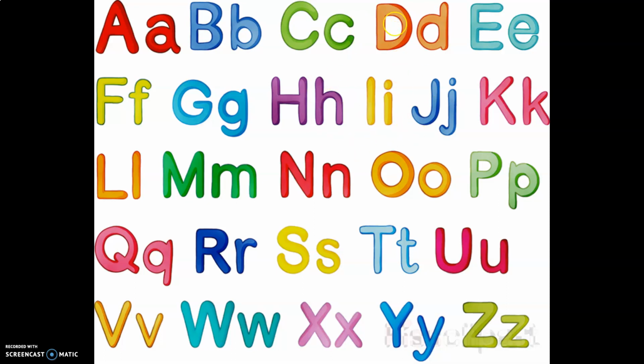These are the English letters: A, B, C, D, E, F, G, H, I, J, K, L, M, N, O, P, Q, R, S, T, U, V, W, X, Y, Z. Okay, these are the English letters. Today we will talk about 4 letters: A, B, C, and D.